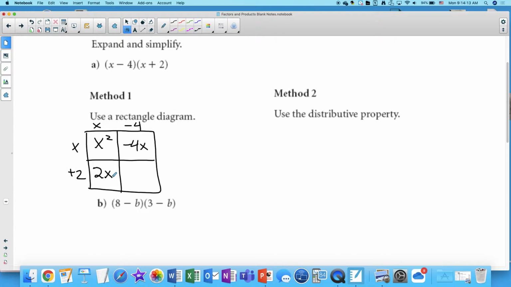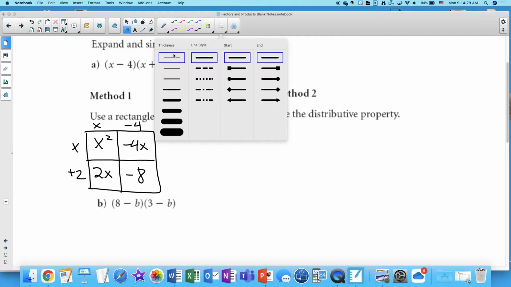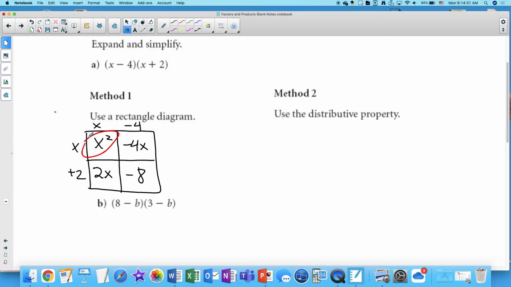Now, when you use this type of model, typically, not always, but typically, the like terms will line up along the diagonal. So I know here I've got 3 terms. I've got the x squared term, the x term, and the negative 8. Okay. Now, this is not an answer because we still need to simplify. So my final answer is going to be x squared, and then 2x minus 4x is minus 2x, minus 8.